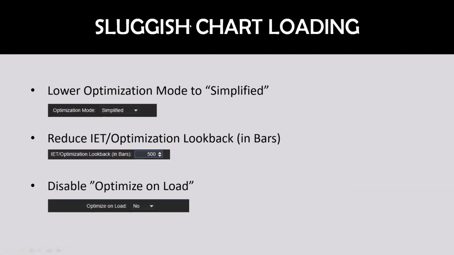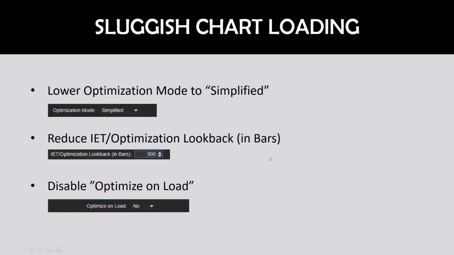If your chart loads slowly because of our indicators, that's most likely because the optimization is taking too long. What you can do to speed it up is to either use a lower optimization mode, perhaps simplified, or reduce the look back bars for the optimization, because as I mentioned before, the more bars you have in your look back period, the longer it will take. Or, this is what I do sometimes, I will disable optimize on load altogether. And I will only optimize on demand by clicking on the optimize button.